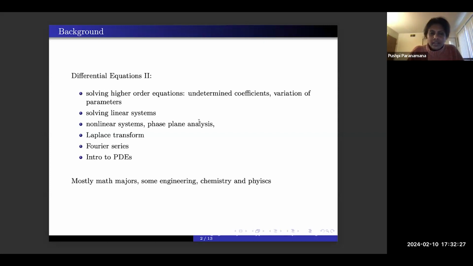So my class is mostly math majors, and we have a dual degree program. So STEM students can do an engineering degree with University of Notre Dame. So I have a lot of engineering students as well, and some chemistry and physics students.